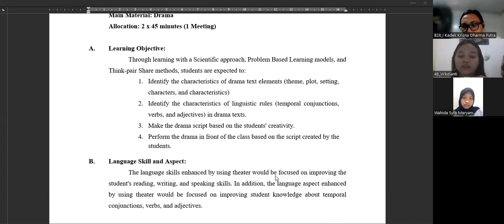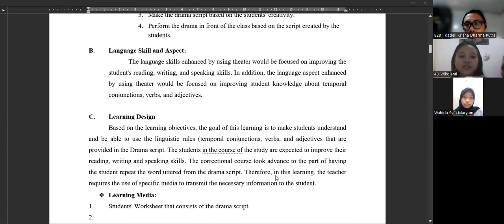And the last one is to perform the drama in front of the class based on the script created by the students. Let's move to the second element.